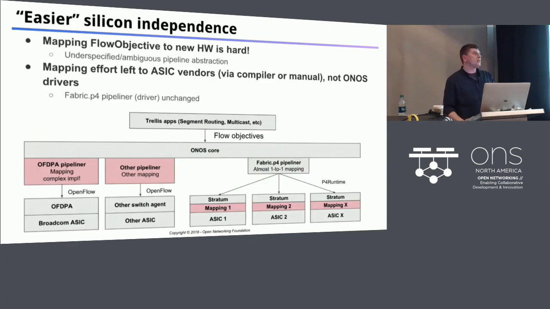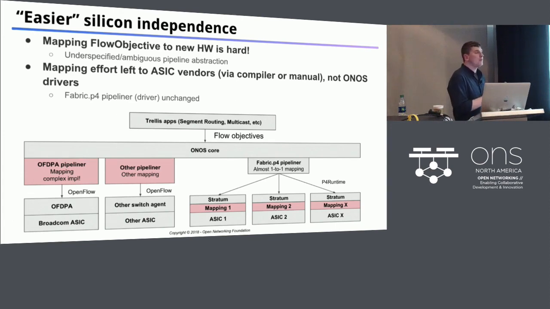So what's the benefit of this? And this is related to your question: why do we need a Flow Objective API if we can use P4? The answer is that we no longer need a Flow Objective API, because P4 allows for what I like to call easier silicon independence.